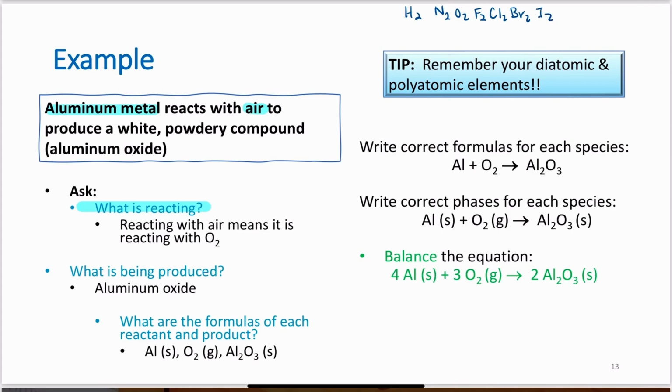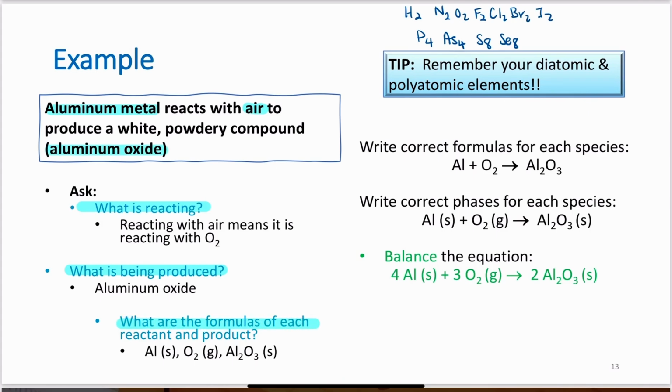And your polyatomic elements: P4, As4, S8, Se8. So if I say something reacts with phosphorus, I mean P4. If I say it reacts with selenium, I mean Se8. What is being produced? Ask yourself that question next. What is being produced? It says aluminum oxide.